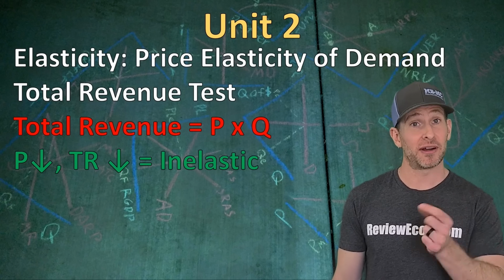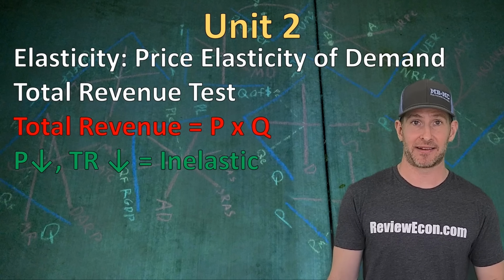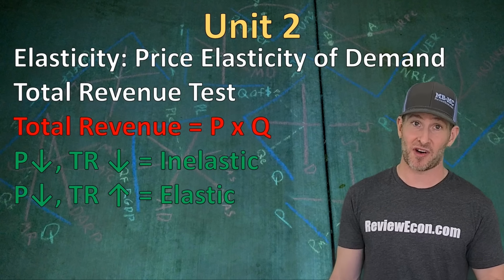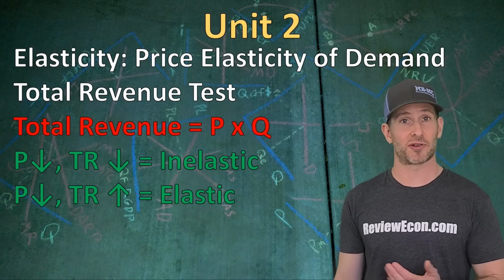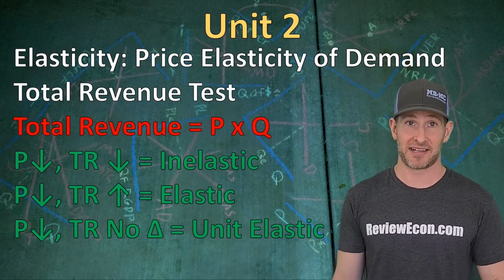Total revenue is price times quantity. If price falls and total revenue falls, or they both go up, they're going in the same direction, and this is an inelastic price elasticity of demand. If the price and total revenue are going in opposite directions, say price falls and total revenue increases, that's elastic demand. If price falls or rises and total revenue doesn't change, that is a unit elastic price elasticity of demand.